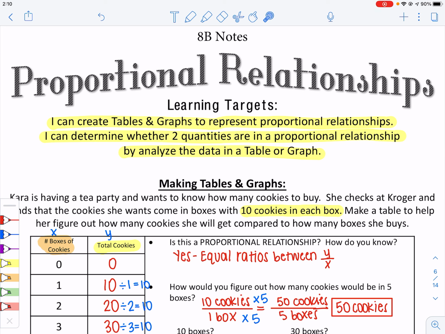But overall, we just did a lot of tables and talked about in a table, how do I know if it is a proportional relationship?